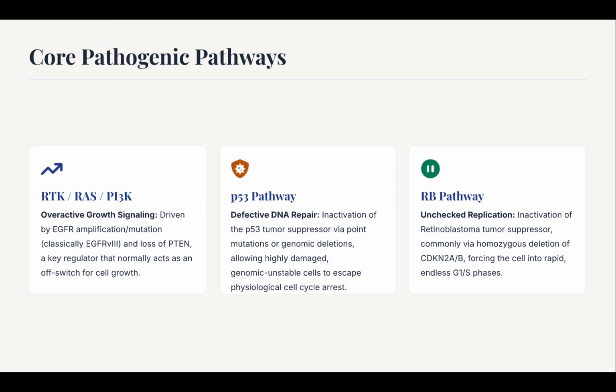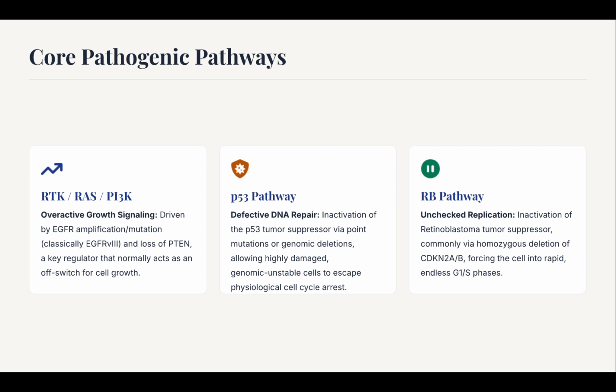RB pathway alteration. Here there is unchecked replication, where inactivation of retinoblastoma tumor suppressor, commonly via homozygous deletion of CDKN2A/B, forces the cell into rapid, endless G1 or S phases.